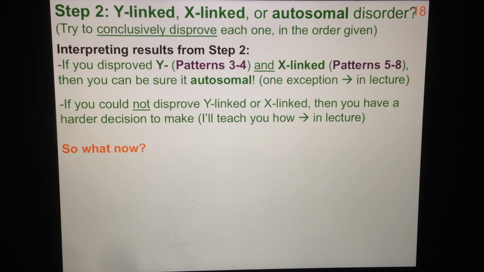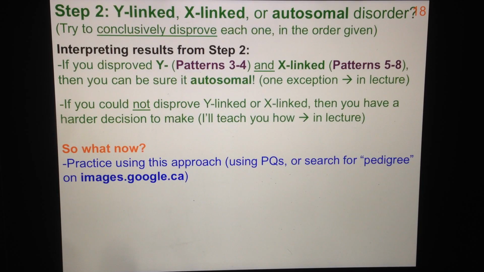Okay, so what do you do now? First, practice using this approach. Practice it before lecture if you can, just to get a head start. You can practice it using your practice questions, or if you want more practice, just go on to Google Images, search for the word pedigree, and you'll get thousands of practice ones that you can do. Do it until you know it well, and you can do it quickly for the midterm.